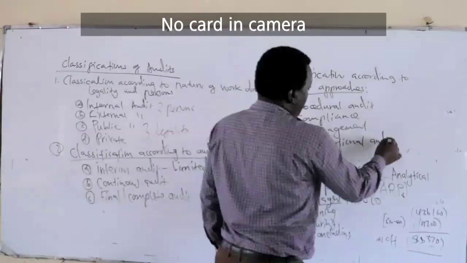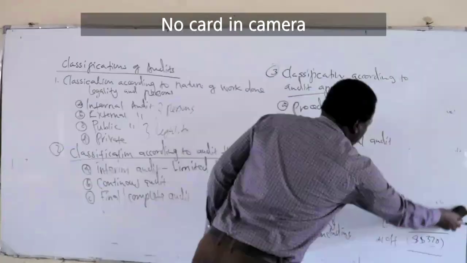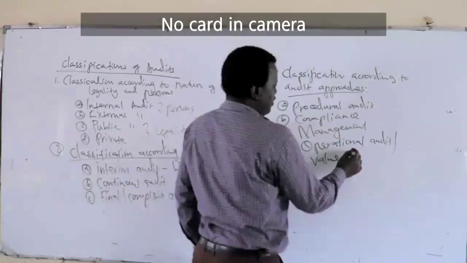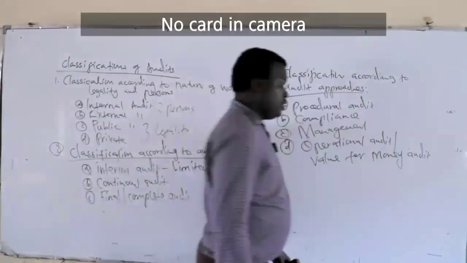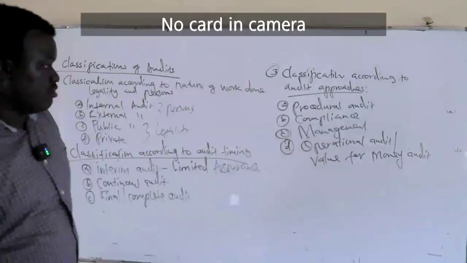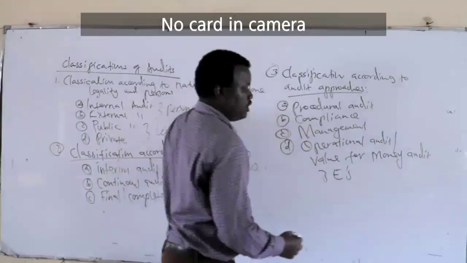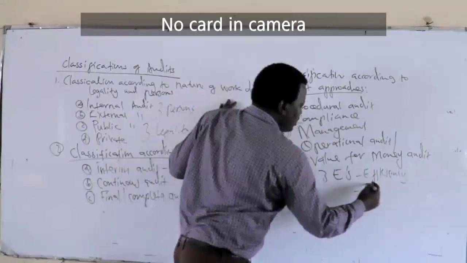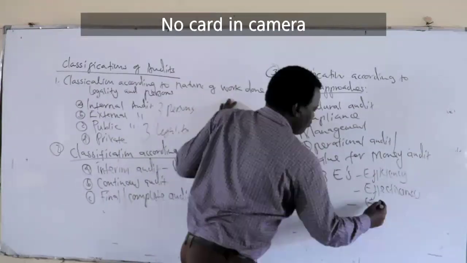The other name for operational audit is value for money audit. There's another term for the operational audit. In the public sector, we refer to it as a performance audit. There are three E's basis of conducting operational audit: efficiency, effectiveness, economy.